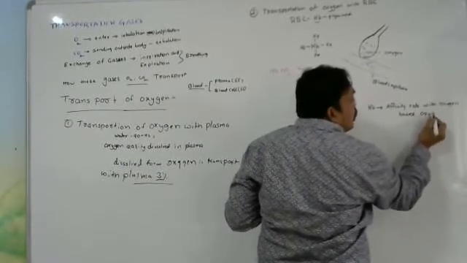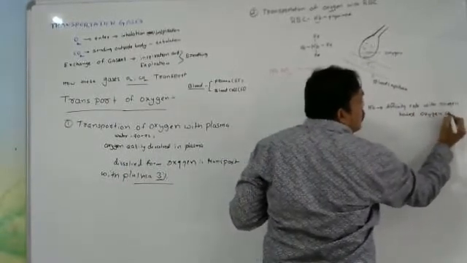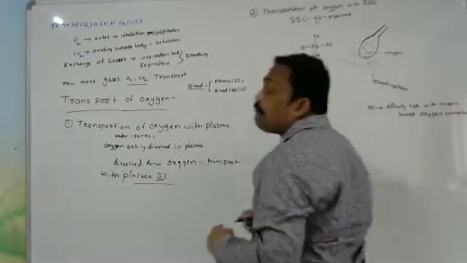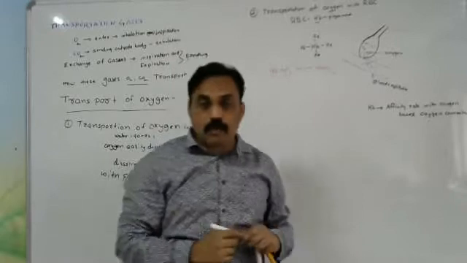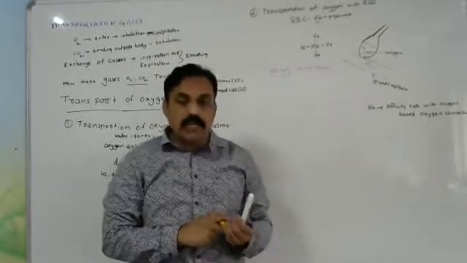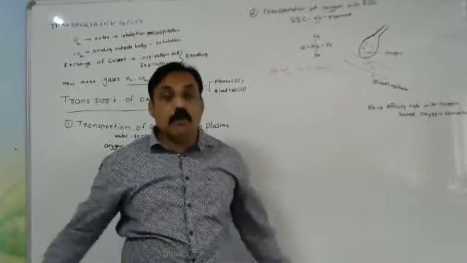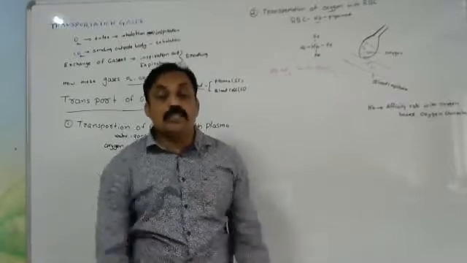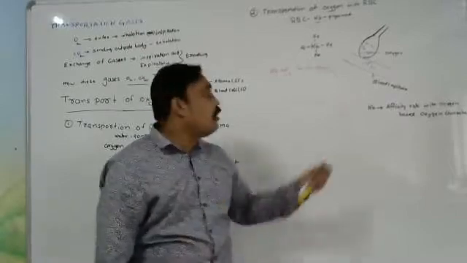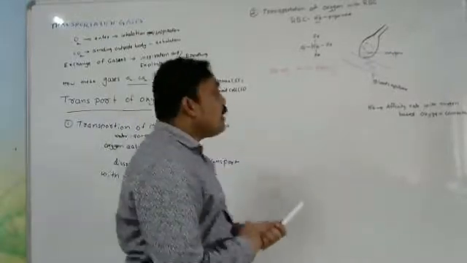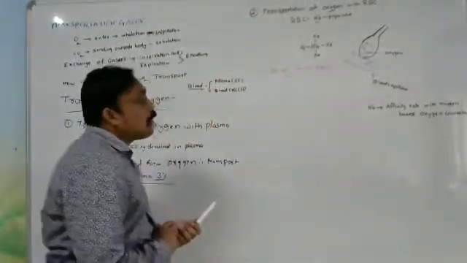If the oxygen pressure is more in the alveoli, the affinity rate is also more. What is the meaning of affinity rate? Binding rate, or rather bonding: it is attached, combined, bonded with the oxygen. So it is based on the rate of oxygen concentration.